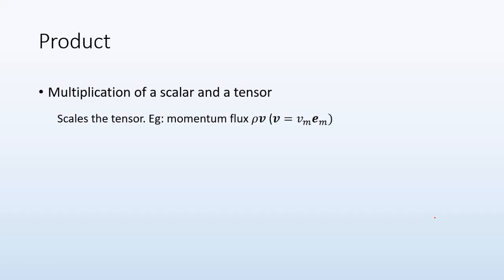Now let us see different ways in which tensors or vectors can be multiplied. The first one is very simple. We can multiply a scalar to a tensor. We have seen this in our previous example where hydrostatic pressure is multiplied with an identity tensor. There the identity tensor was a third order second rank tensor. Similarly, we can multiply a scalar to a vector also. See, in the case of momentum flux, the density is multiplied by a vector.